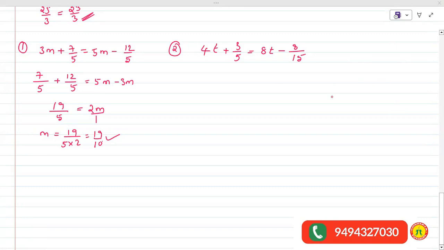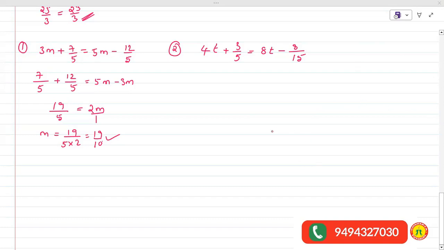You can do it yourself. Sir, according to me, it is 17 by 60. I'm getting 17 by 60, sir. Your 40 plus 3 by 5 equals to 80 minus 8 by 15. Sir, is it correct? What is the answer? 17 by 60. Yes, sir. Yeah, we'll check.